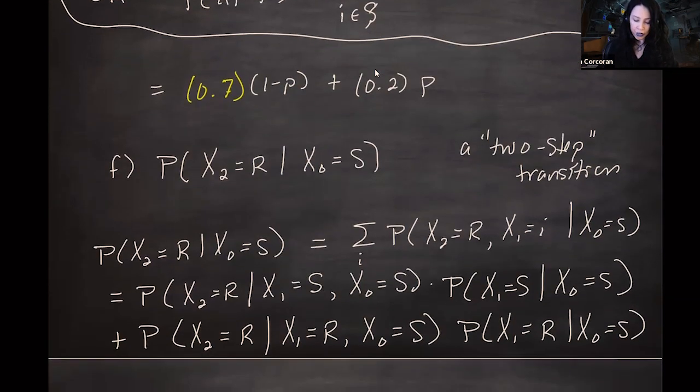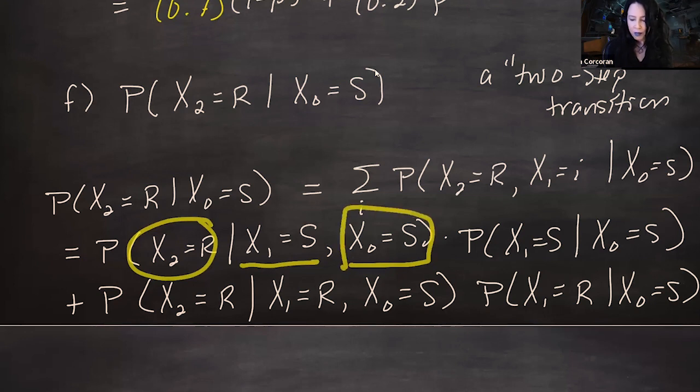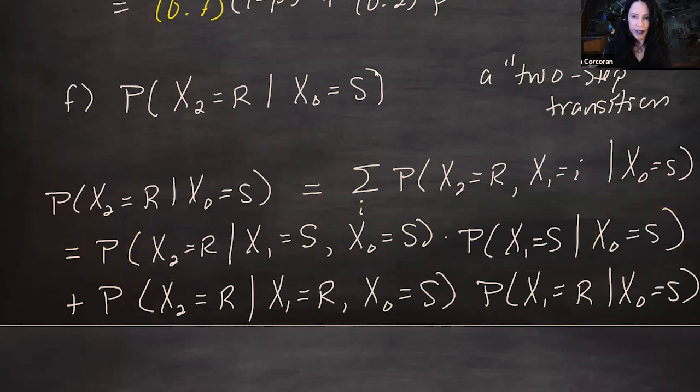So right now we're conditioning on X1, but we are constantly staying in this universe where X0 is given to be S. So it becomes the probability X2 equals R given X1 equals S, times the probability X1 equals S, staying in this universe. And then the same thing for X1 equals rainy. And by the Markov property, I can drop the X0 equals S here. And now I should be able to look these all up.